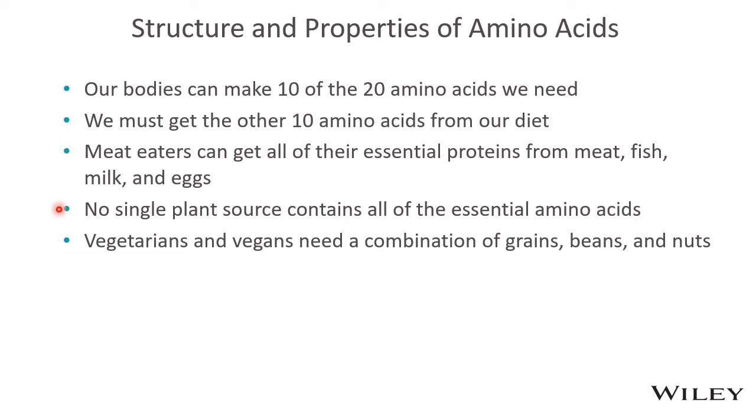Now, for vegetarians and vegans, they're going to need a specific combination of grains, beans, and nuts. And there's no single plant source that can contain all of the essential amino acids. So you do have to have a varied diet in order to get the full 20 that we need.